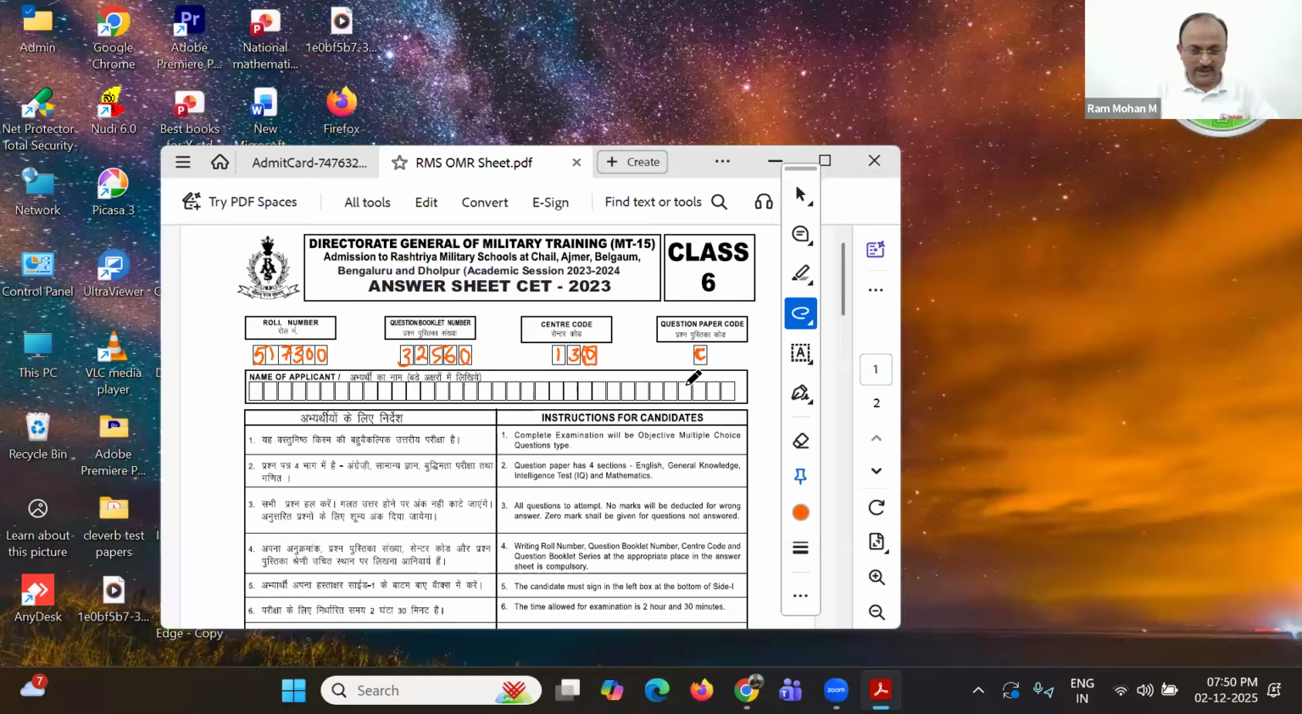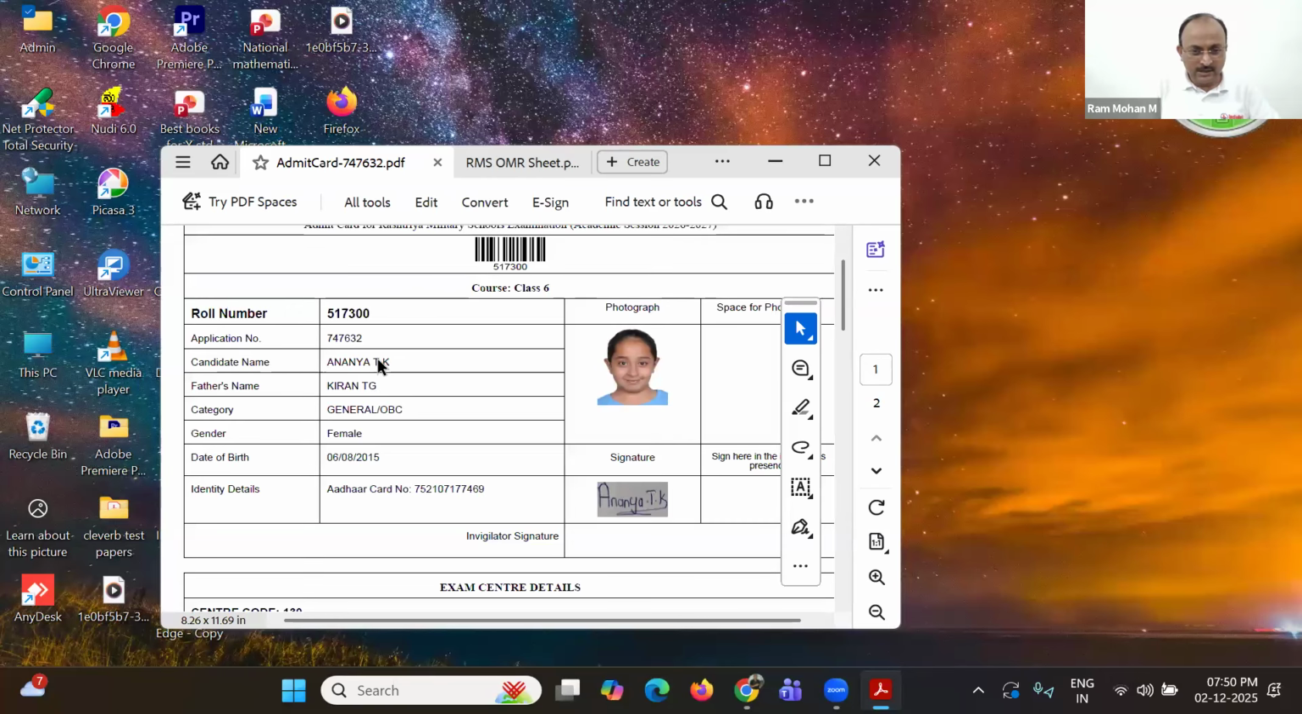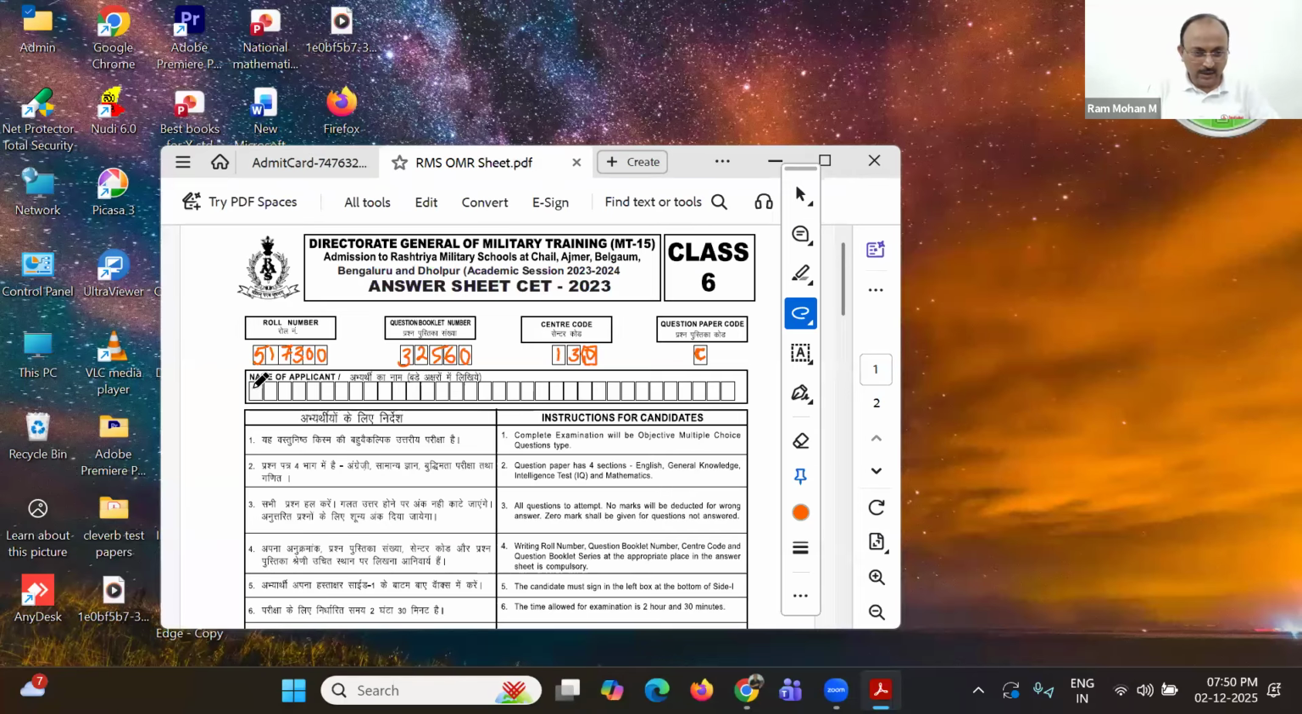Now name of the applicant you have to write in capital letters. How will we write? In this one you see, when we take our student, Ananya T K, how do you fill? A-N-A-N-Y-A. You leave one space, then you write T. Leave one space, you write K.